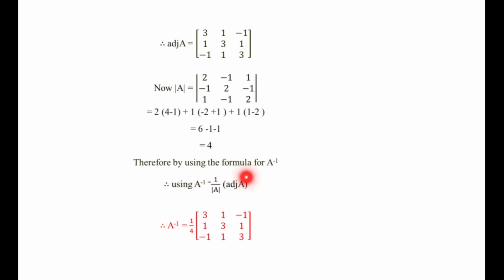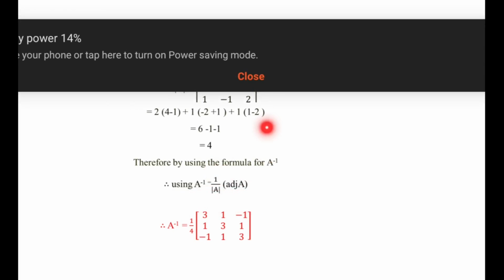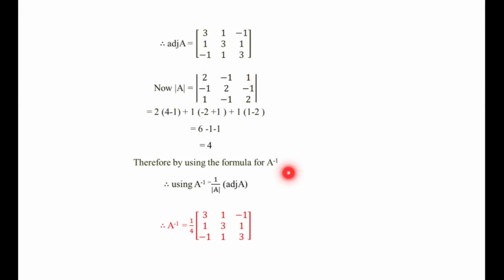Now by using the formula for A inverse, write A inverse equals 1 upon determinant of A into adjoint of A. Now substitute the value: A inverse equals 1 by 4, and substitute the value of adjoint of A. So this is A inverse by using the adjoint method.